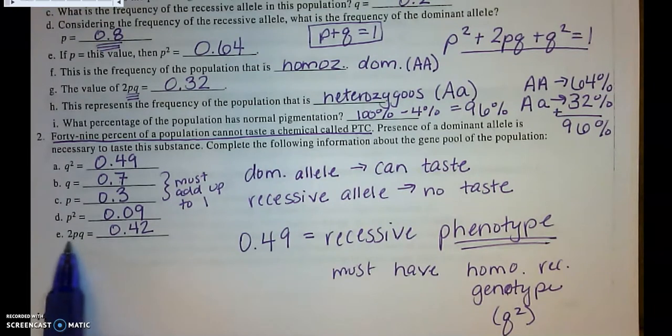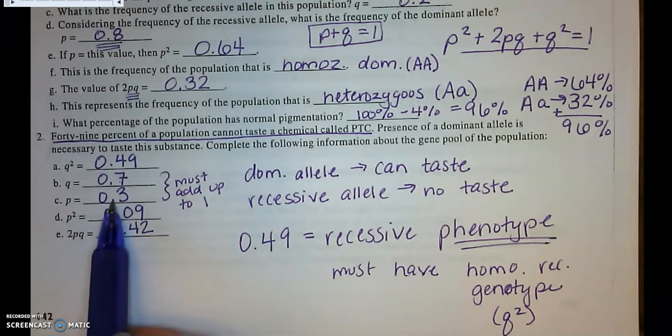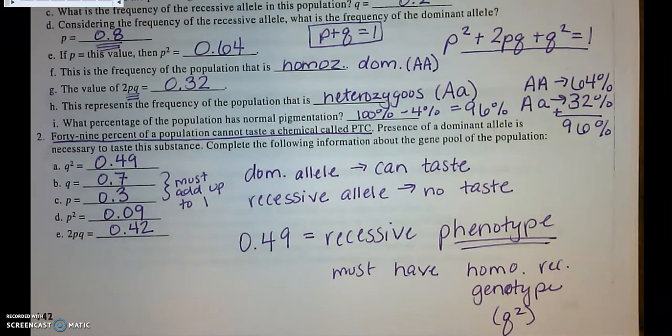And finally, our last term, 2PQ, that's our frequency of heterozygotes. If the question were to ask us what percent of the population has a heterozygous genotype, we would multiply 2 times P, which is 0.3, times Q, which is 0.7, and we would get a total of 0.42, which is 42% of our population.